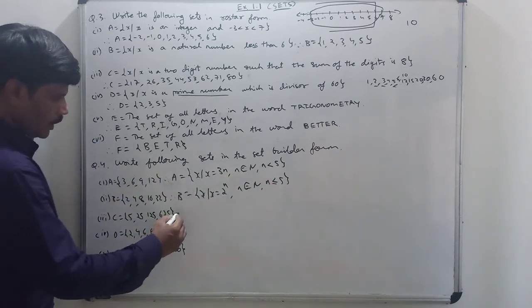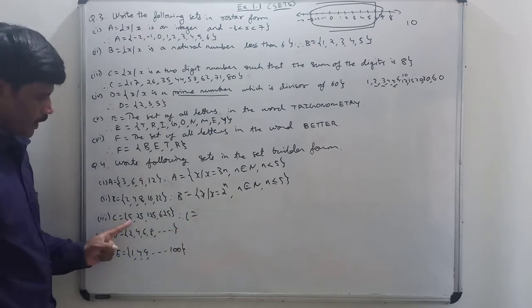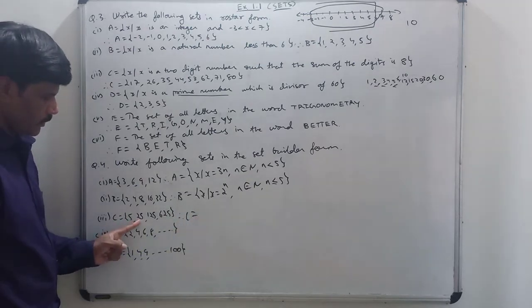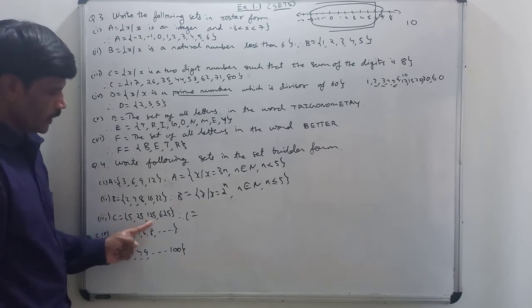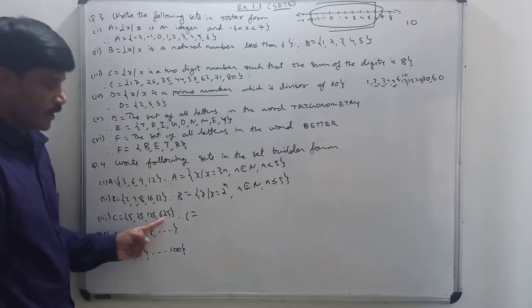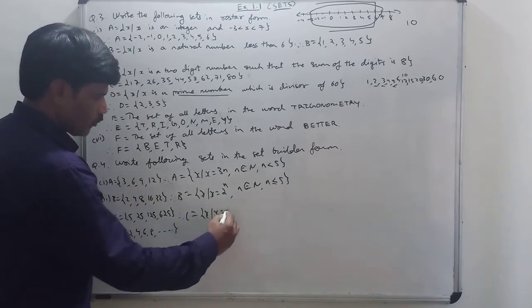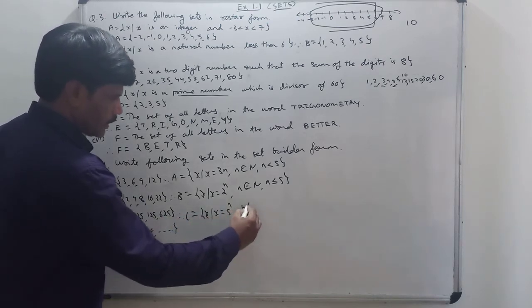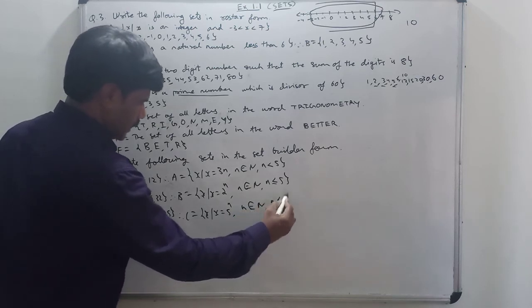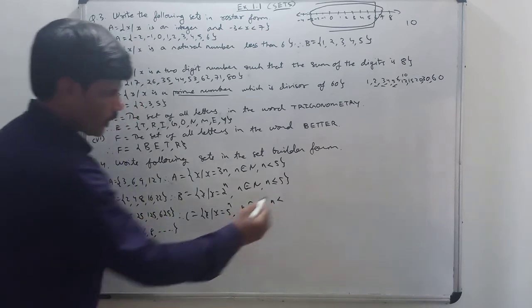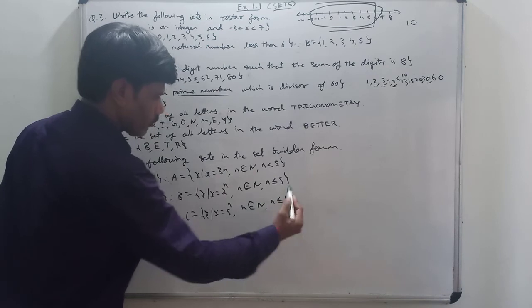Now third, you observe 5, 5 1s are 5, or 5 raised to 1 we think, 5 raised to 2, 25, 5 raised to 3, 125, 5 raised to 4, 625. So this is x is such that x is equal to 5 raised to n, where n is a natural number and n is less than what? 1, 2, 3, 4, 5 we can write, or n is less than or equal to 4, whichever you like.